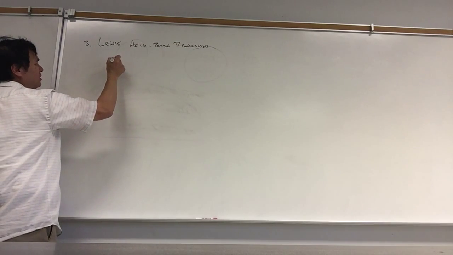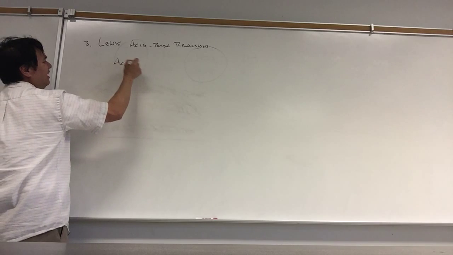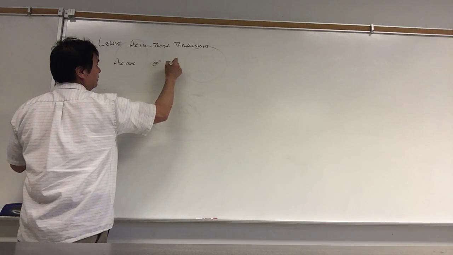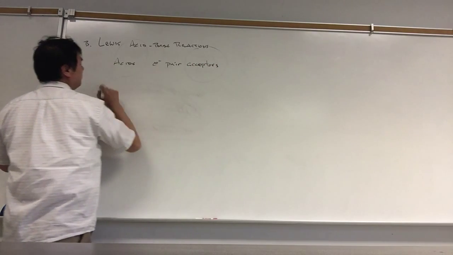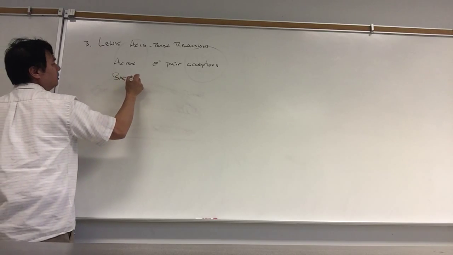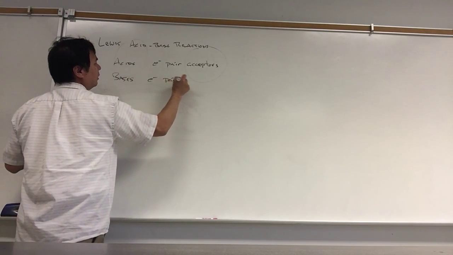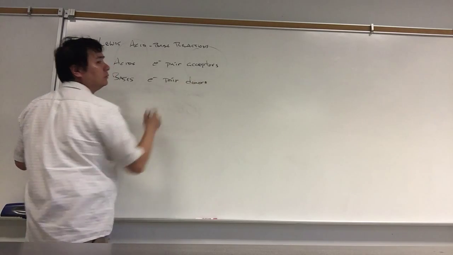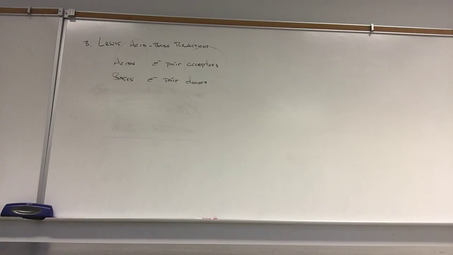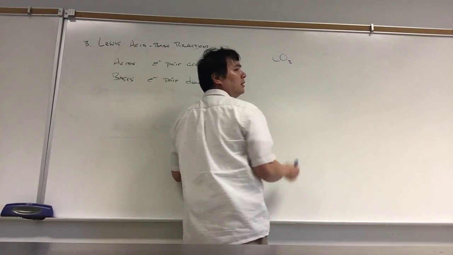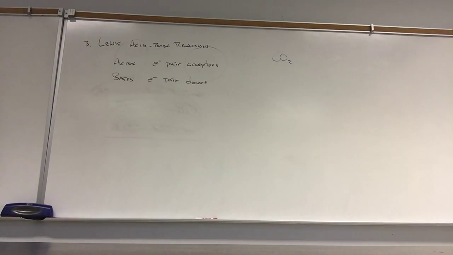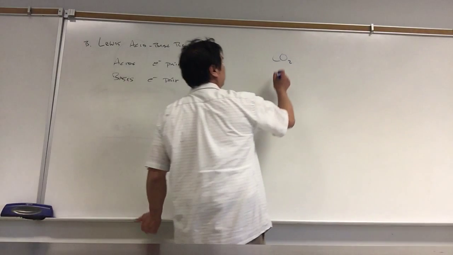For Lewis acid-base reactions, acids are defined differently. Acids are electron pair acceptors. Bases are electron pair donors. And so certain things aren't really classified as Bronsted acids, like for example CO2. CO2 is not a Bronsted acid because Bronsted acids are proton donors, but CO2 doesn't have any hydrogens to donate. But CO2 is called a Lewis acid.